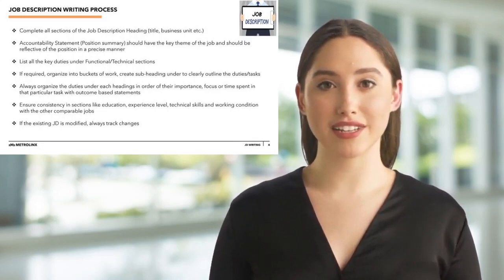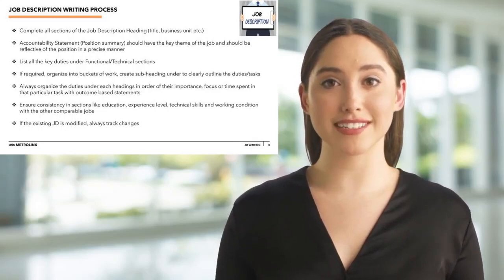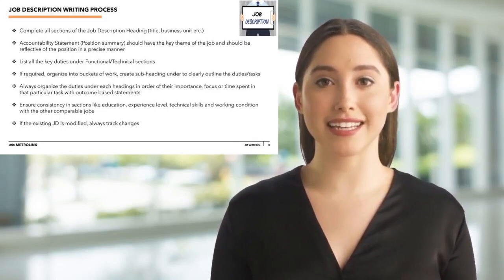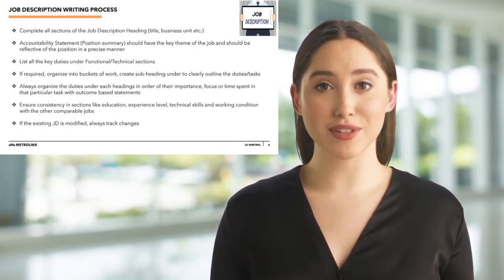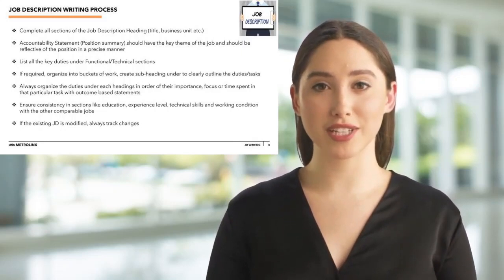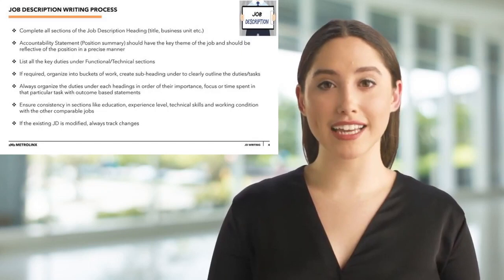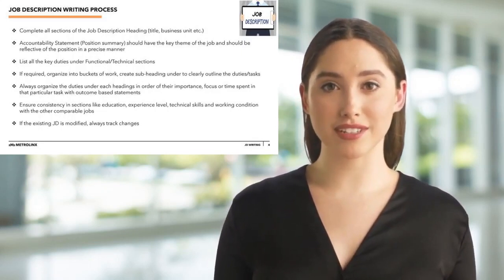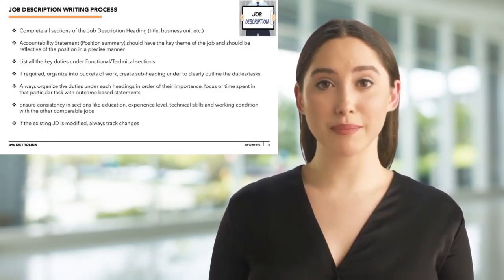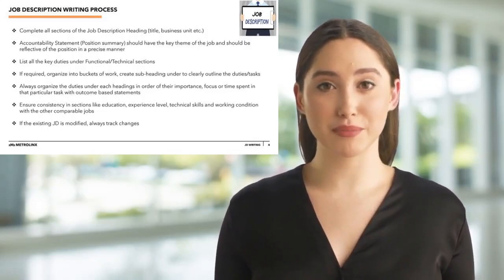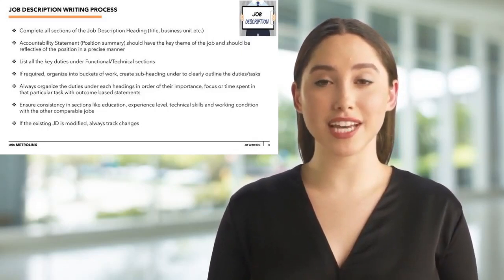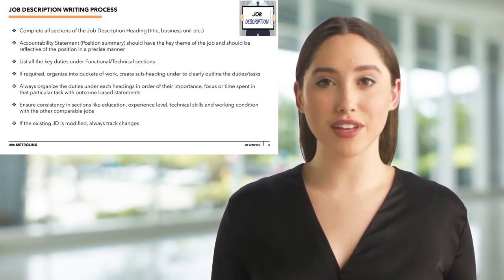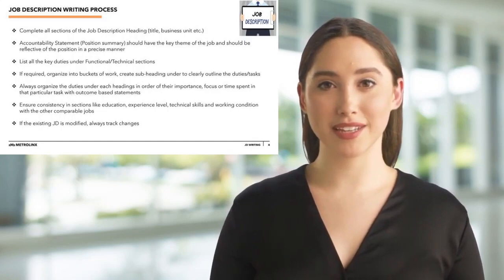Keep in mind that JD writing is an iterative process. It's normal to go through a few versions before we get to a final JD, and that spending the time to get the JD correct will help ensure you have a robust document for job evaluation and to help craft your job posting. The accountability statement or position summary should have the key theme of the job and should be reflective of the position in a precise manner. This was touched on in an earlier section. It's important to ensure the accountability statement reflects the position in a clear and concise manner.